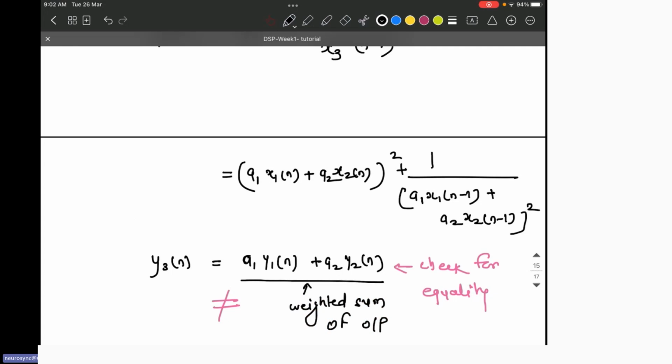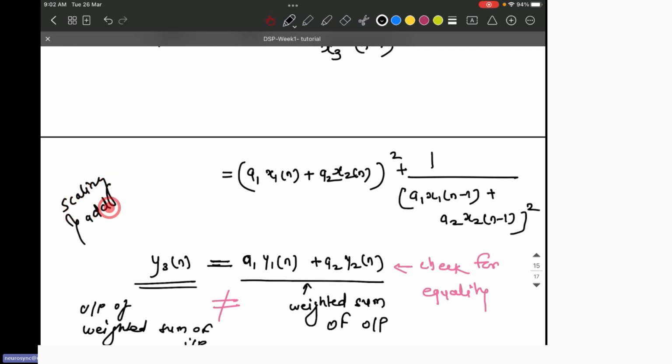Okay. And what is this Y3? This is output of weighted sum of input. Okay. This Y3 is output of weighted sum of input, and this is the weighted sum of output only. Okay. If this is equal, then you can say that this system is linear. So here important property is scaling and additivity.